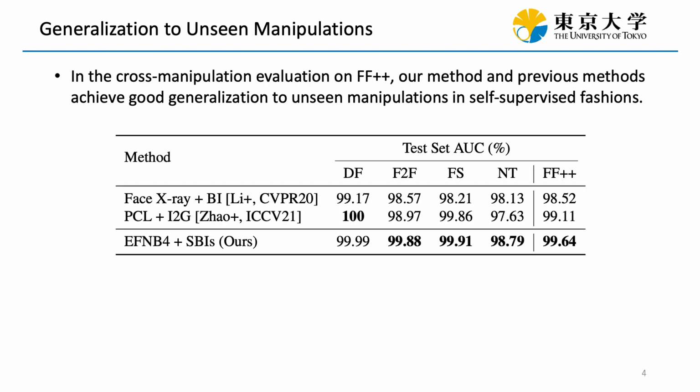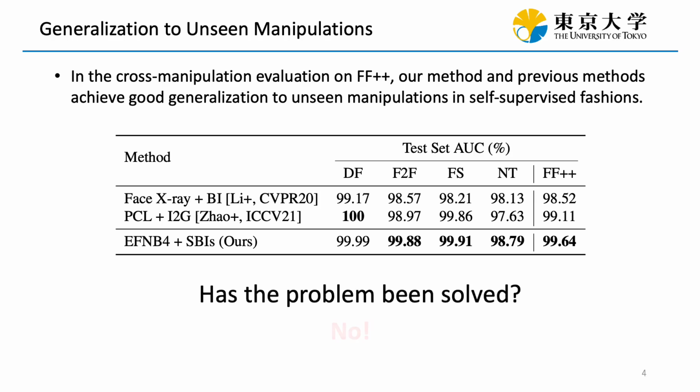This is the cross-manipulation evaluation result of state-of-the-art methods, including our approach. In the evaluation, the models are exposed to unseen manipulations. It seems all methods generalize well to unseen manipulations. So, has the problem been solved? The answer is no.